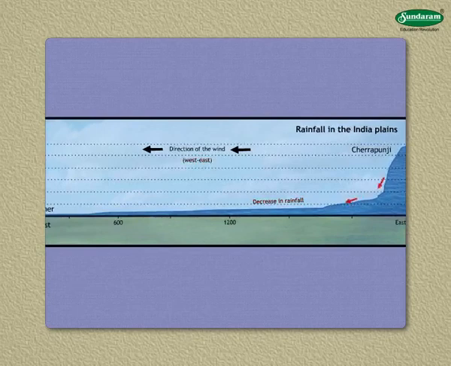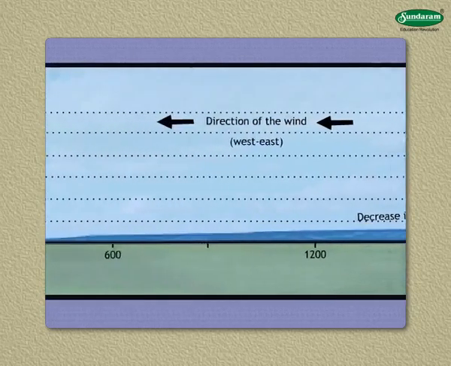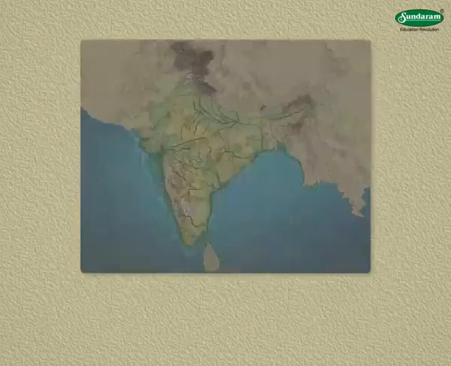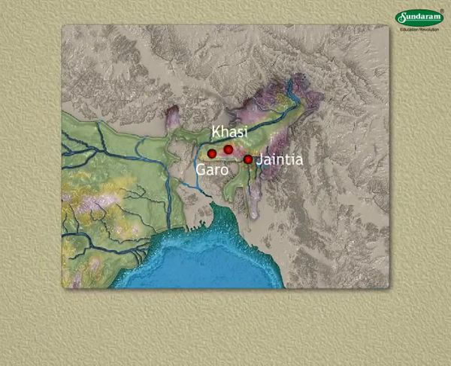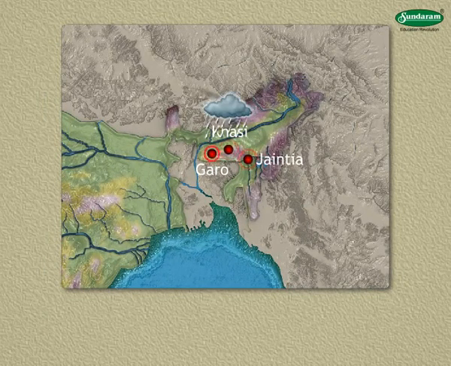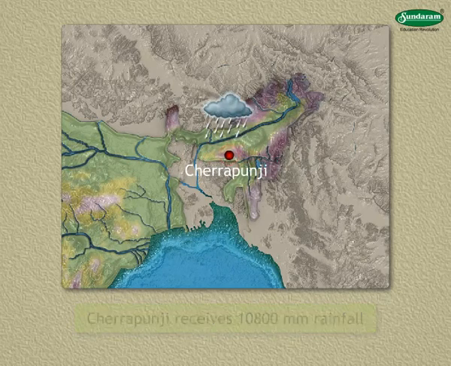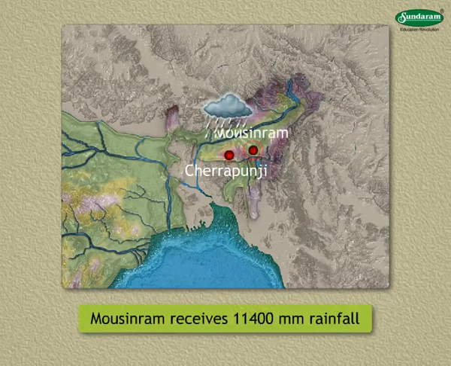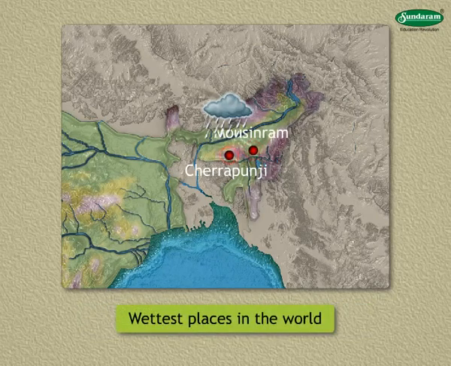The figure shows that the rainfall in the eastern part of the North Indian plain is more than in the western part. In the eastern part, the Garo, Khasi and Jaintia hills stand in the way of these winds and so they cause more rainfall here. Cherrapunji, situated here, receives 10,800 mm and Mausinram 11,400 mm average rainfall annually. They are known as the wettest places in the world.